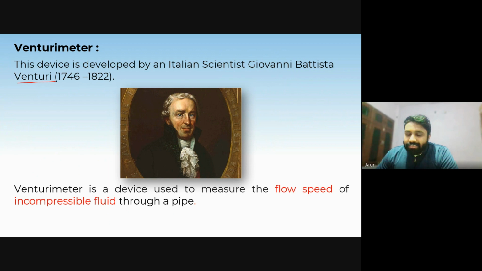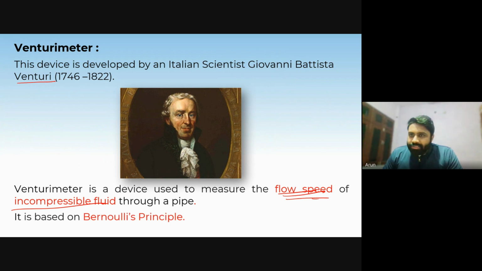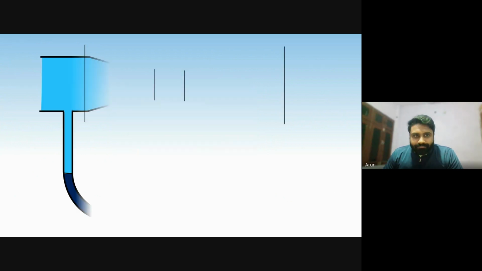The Venturi meter is a device that measures the flow speed of an incompressible fluid through a pipe. Why incompressible has been used, you will get clear with this, so keep this term in your mind: why the incompressible fluid? So the Venturi meter is clear. It is a device we use to measure the rate of flow of water, or flow speed. The rate of flow is the flow speed. It is based on Bernoulli's principle.